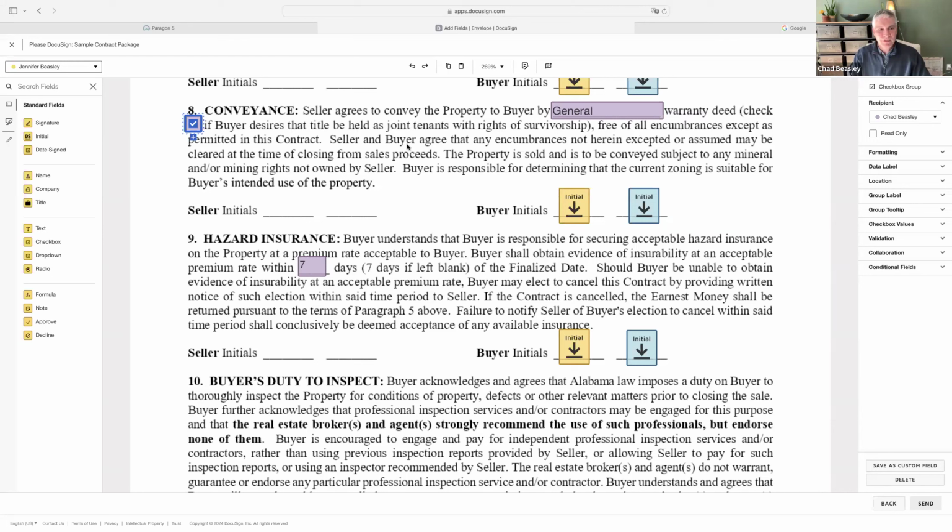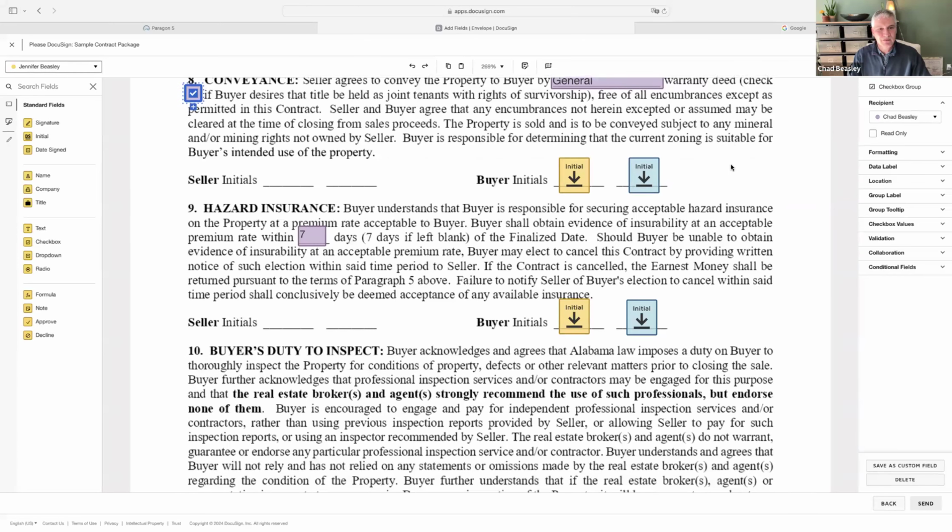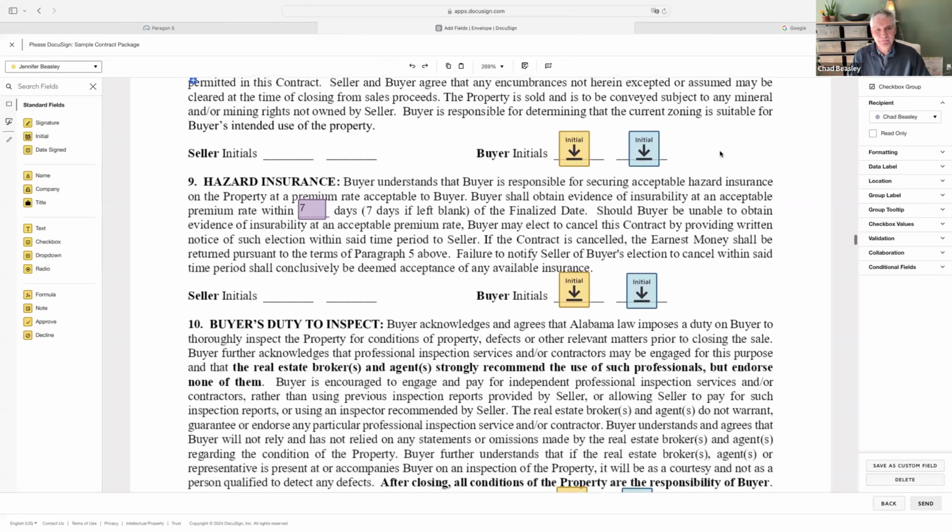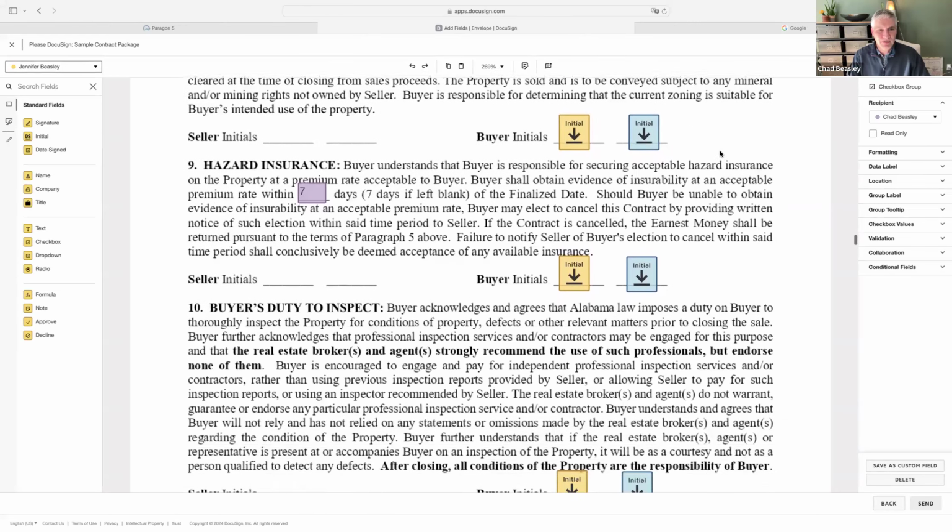And be free of all encumbrances except those permitted in this contract. Seller and buyer agree that any encumbrances not herein accepted or assumed may be cleared at the time of closing from the sales proceeds. The property is sold and is to be conveyed subject to any mineral or mining rights not owned by the seller. It's very rare that a seller owns any of the mining rights or mineral rights. Buyer is responsible for determining that the zoning is suitable for the buyer's intended use of the property. So that's all pretty self-explanatory.